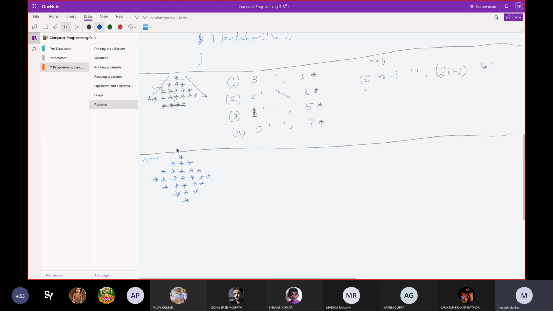So suppose I want to print this rhombus-like structure. Now here we have to do this in two phases. First phase is the same as this one. Okay, there is no problem in that. Now the second phase.